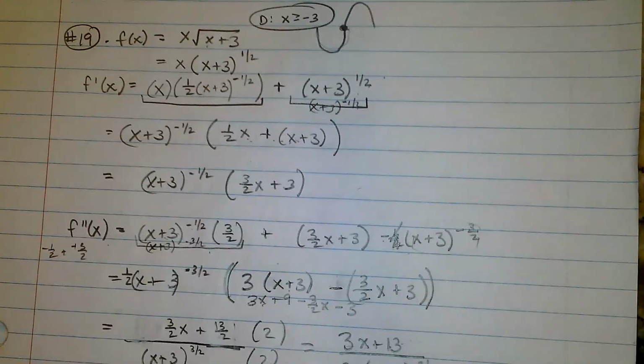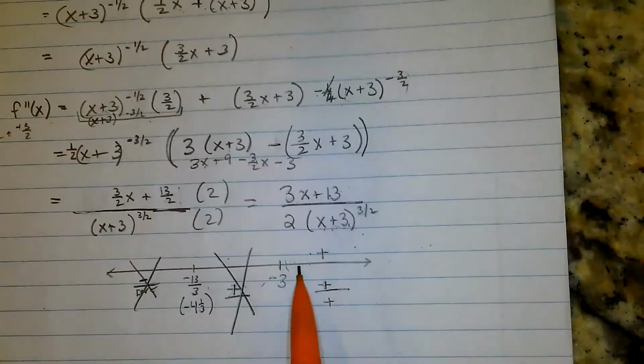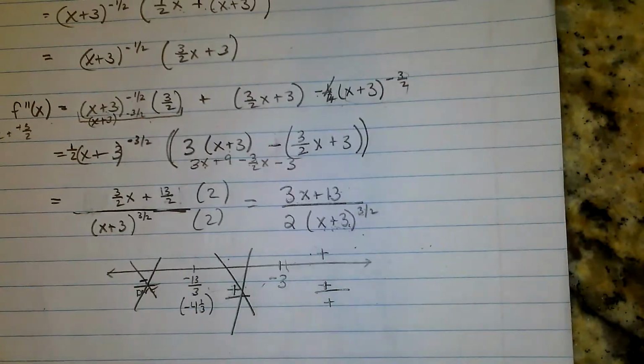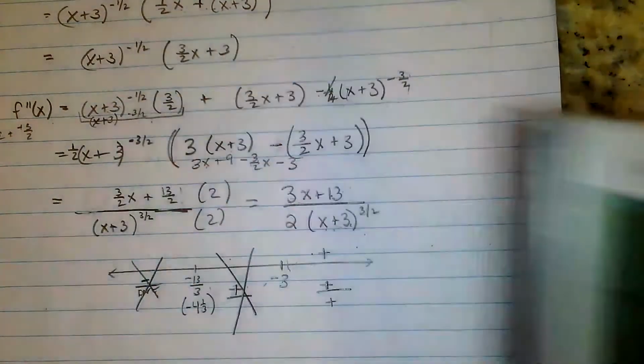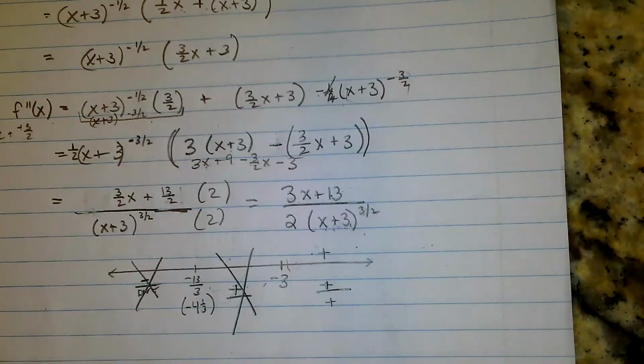So let me just double check my answer to make sure I'm not telling you lies. Yes, it says concave up from negative 3 to infinity. Positive means concave up. That's what we're seeing. There are no points of inflection. And then number 25.